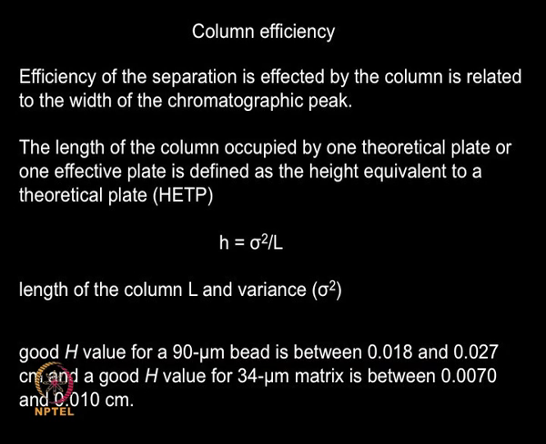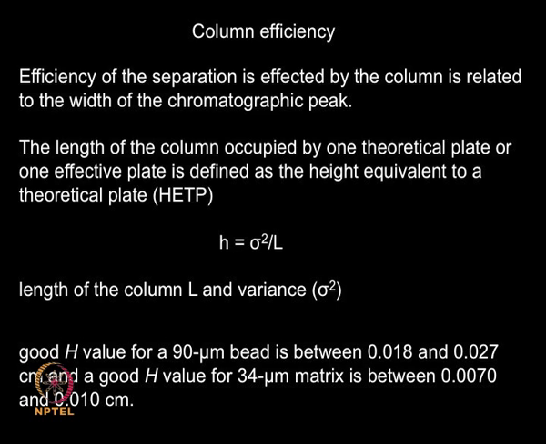There is another term which is called the column efficiency. The efficiency of the process is related to the width of the chromatographic peak. If the width is very large, then you have a spread of the product, whereas if the width of the peak is very narrow, that means the spread is much less. The length of the column occupied by one theoretical plate is defined as the height equivalent to a theoretical plate.